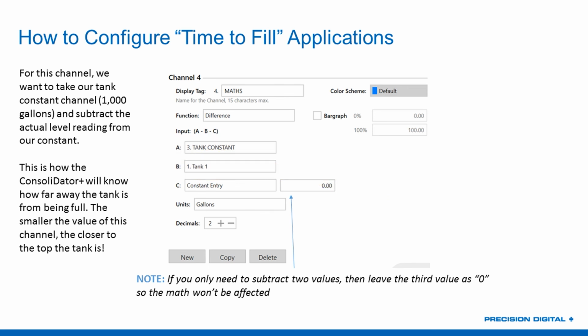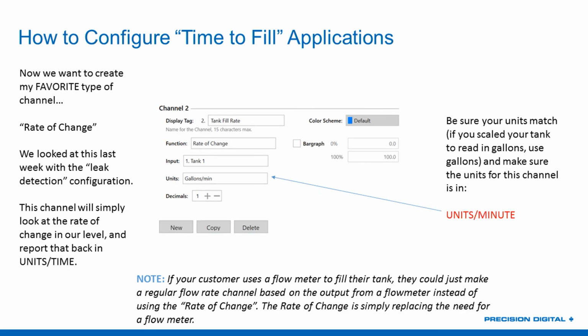So the first thing we do is set up a constant. We set up a math channel where we're going to take our current tank reading away from our constant. And then we create another channel. And this channel is going to be a rate of change channel. And this is something I introduced to you a few times. A few people have actually commented on it, thinking it's a really cool feature. And so this is where it gets really, really cool.